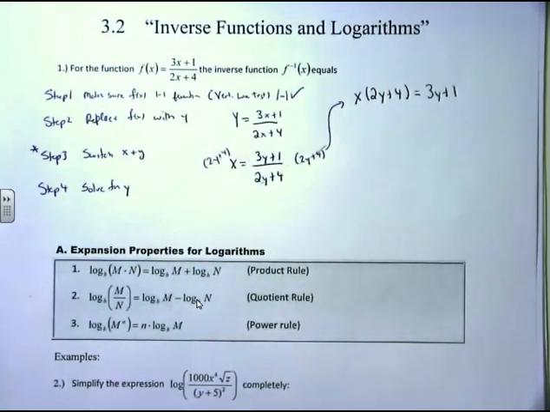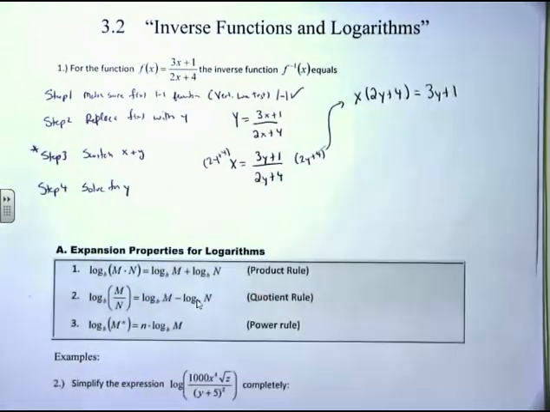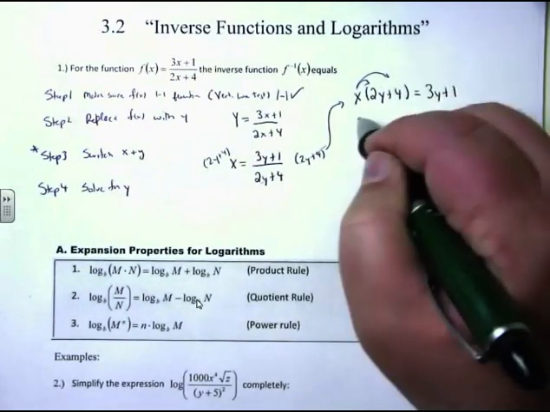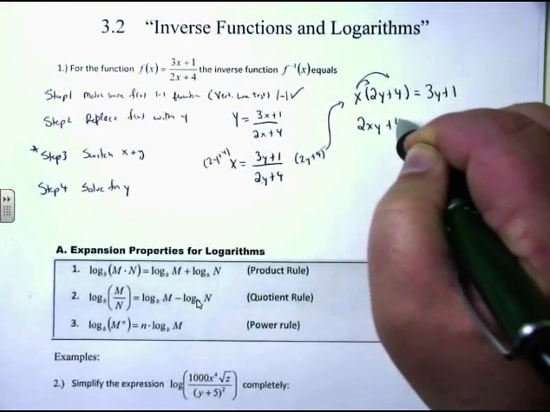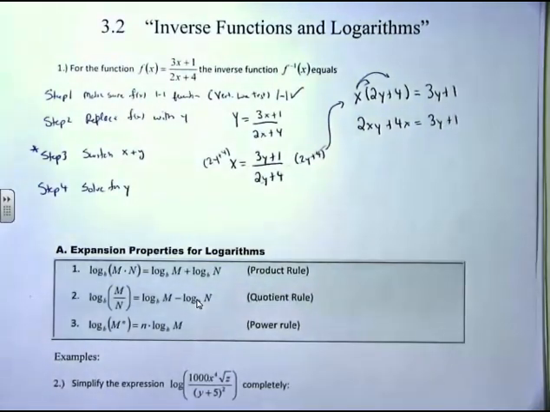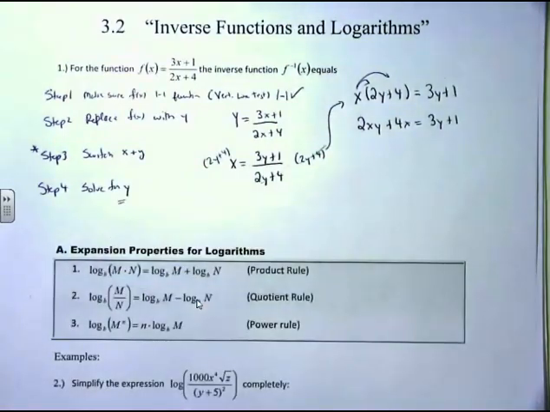Next thing I want to do is get rid of parentheses. After I get rid of my fractions, my denominators, I want to get rid of parentheses. So I'm going to get rid of parentheses by distributing. This gives me 2xy plus 4x equals 3y plus 1. Now keep your eye on the ball. We're trying to solve for y. If I'm trying to solve for y, I want to get all the y terms on one side, all the terms without y on the other.